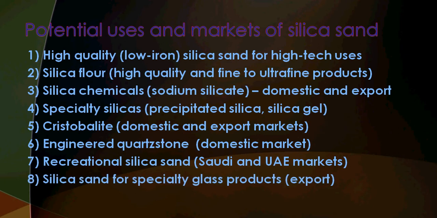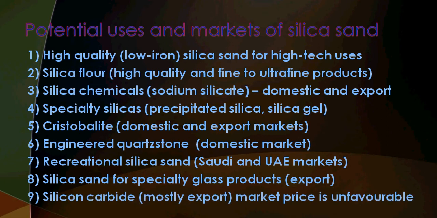Recreational sand. The main market is Saudi Arabia and United Arab Emirates. I will discuss what is recreational sand. Silica sand for specialty glass is entirely an overseas market, because this type of glass is not produced in Saudi Arabia. Silicon carbide, mostly export. However, at present the prices are not favorable to produce silicon carbide. Fused silica, great potential, and it can be produced here in Saudi Arabia, and there is an investor who is interested to produce fused silica in Saudi Arabia.